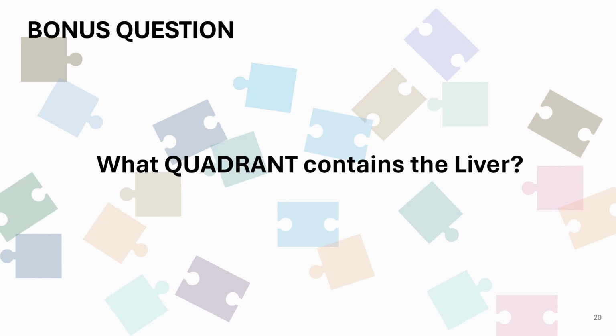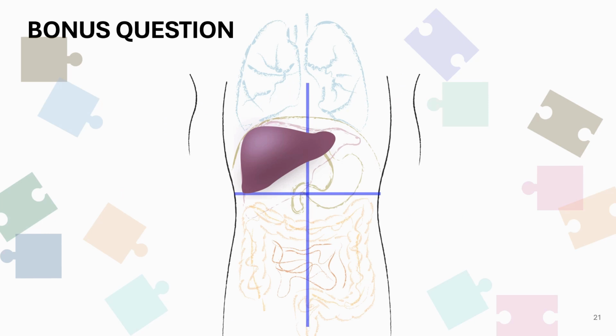All right, I think I just gave away the answer, but let's see if you remember what I just said. It's our bonus question of the day. What quadrant of the abdomen contains the liver? Okay, so here we see it inside the body, and it's sort of much brighter than the background, but you can see that that was the upper right quadrant.